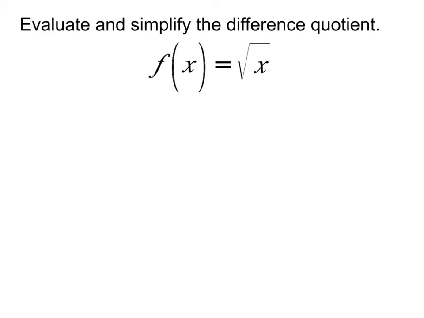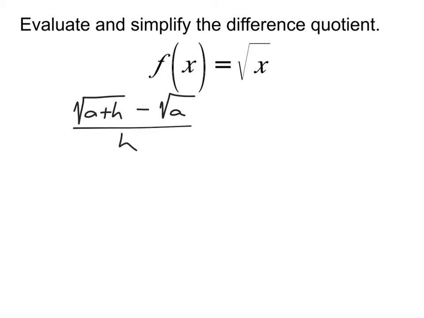So again, we're using the difference quotient, just this time for root x. So I'm going to turn this into the square root of a plus h, because I'm just plugging the a plus h in for x. That's the first one minus f of a. So that's just going to be the square root of a, and that's all over h.